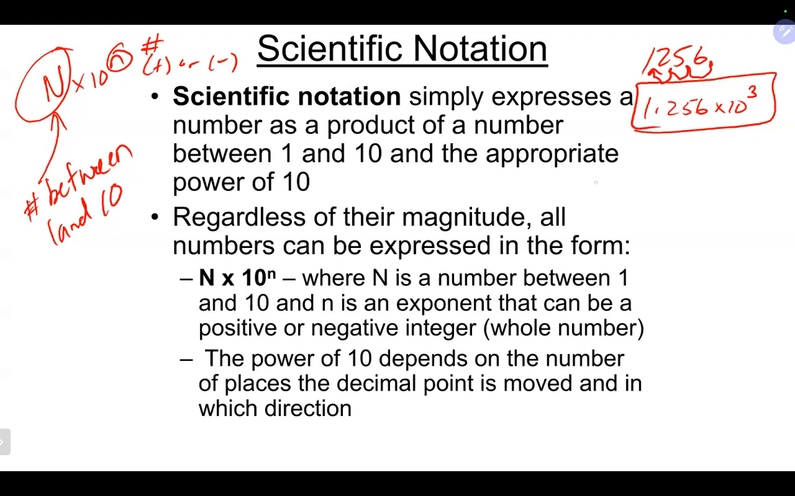If I had a smaller number like 0.00111, I would take the decimal place and go 1, 2, and 3 places to the right. That gives me 1.11 times 10 to the minus 3.